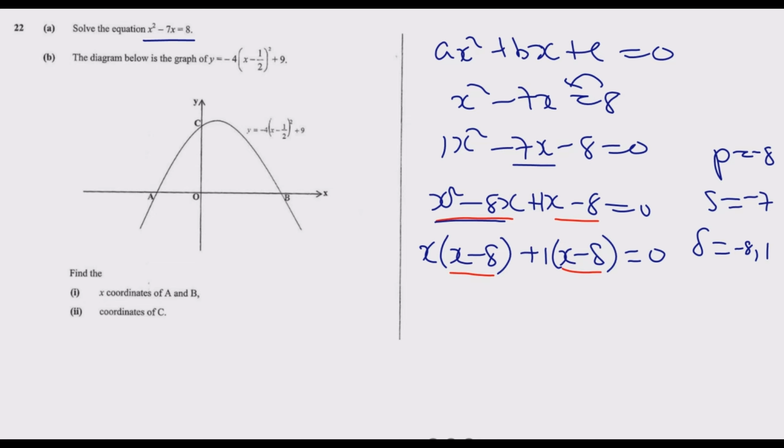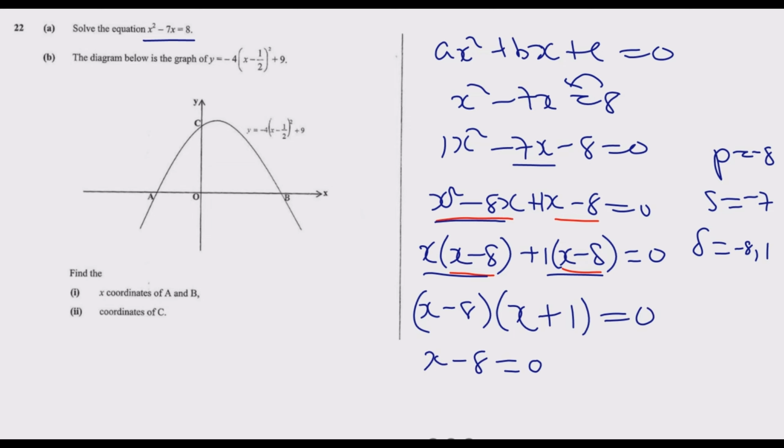So we can factor out these two since it's common. It's x minus 8 outside. Then into this one we get x, then into this one we get 1, and this equals 0. So either one of these two should be 0. So x minus 8 is equal to 0, or x plus 1 equals 0, or both of them could be 0, since 0 times 0 is 0.